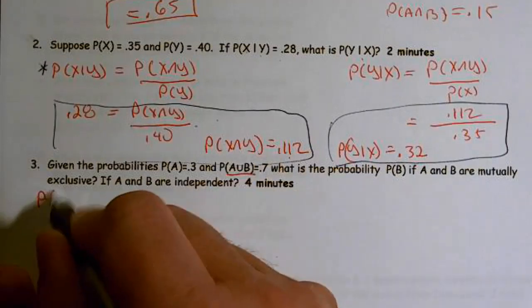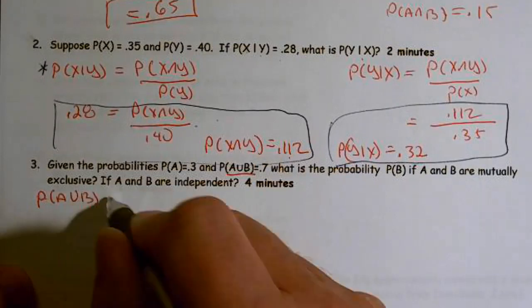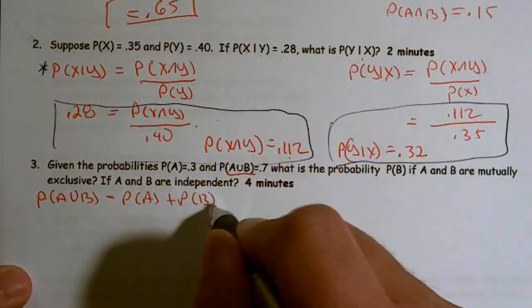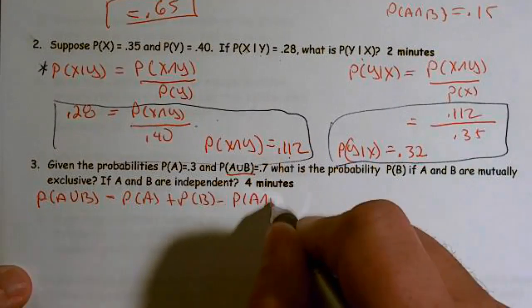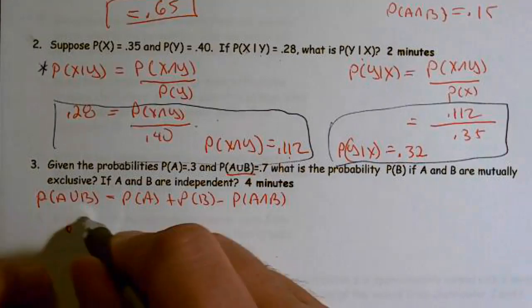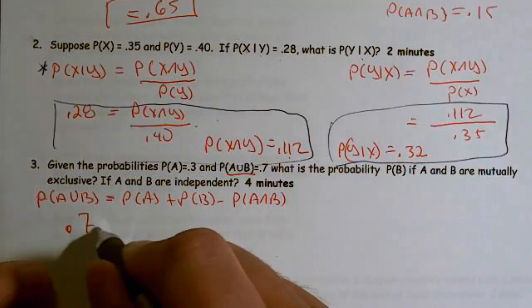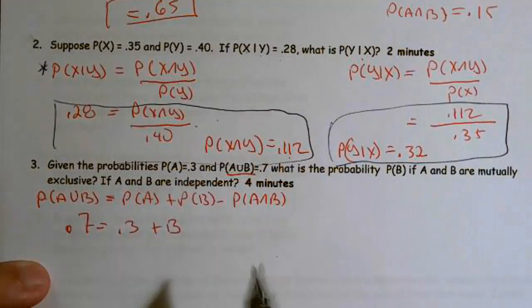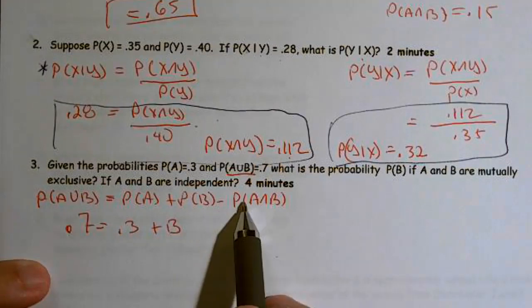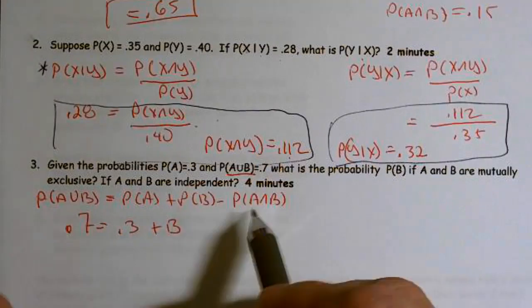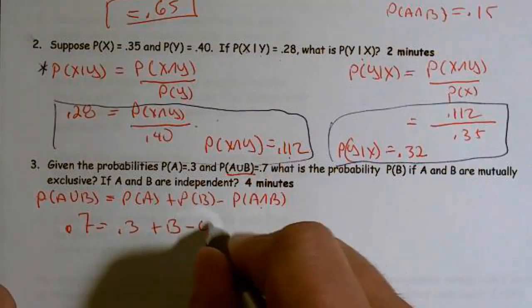So for the mutually exclusive case, the probability of A union B equals the probability of A plus the probability of B minus the probability of A and B, because that formula is true regardless, always, every single time. So we plug in and this is 0.7 equals A is 0.3, B we don't know, but we're talking about mutually exclusive. When we're mutually exclusive, there's no overlap, there's no intersection, so we're subtracting 0.